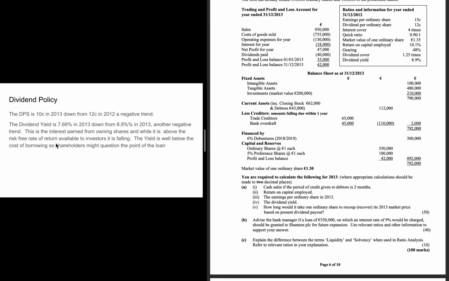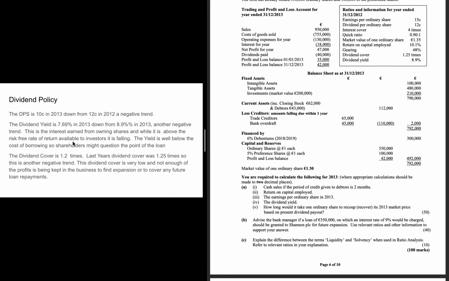So you know that dividends are to do with shareholders, so you can't really say anything about the bank. So what I said was that the dividend yield is below the cost of borrowing, so shareholders might question the point of the loan. Okay, so it's tying in that shareholders and dividends go together.